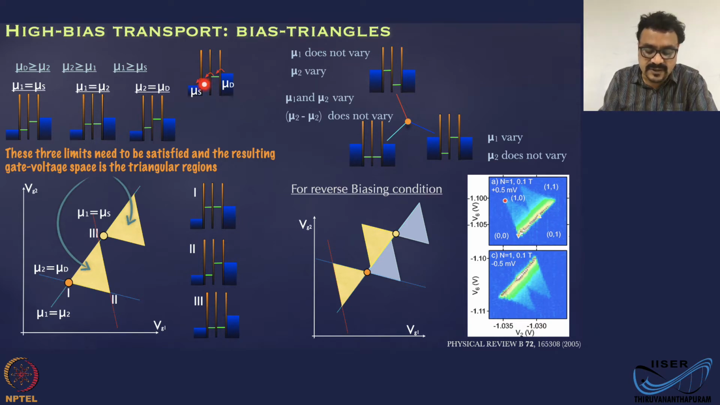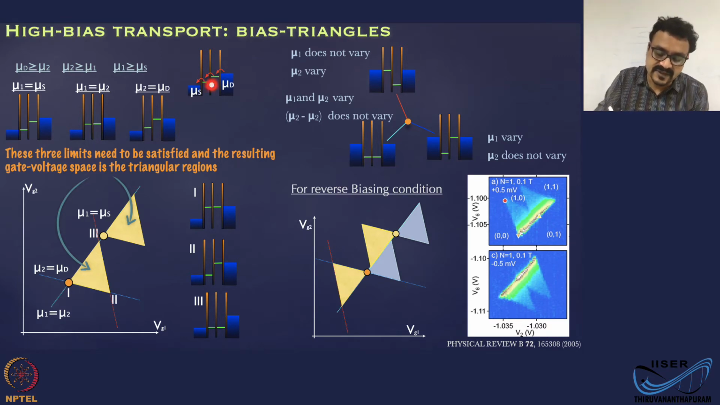And eventually mu1, the electrochemical potential of dot 1, should be more than or equal to mu s, or mu s should be less than or equal to mu1. Then only this electron can finally reach mu s. What this says is, these equalities are the limiting cases for the current to flow through. Mu1 equal to mu s.